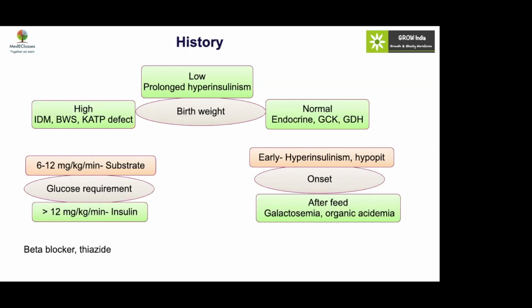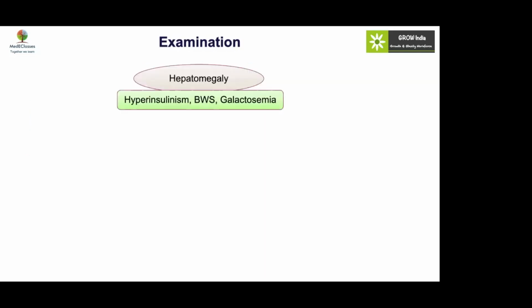Now, look for history of maternal intake of beta blockers or thiazides, Rh incompatibility, asphyxia, or UAC insertion. Then look for hepatomegaly. This will suggest hyperinsulinism. Remember, GSD does not present in the first month of life. So if you have hepatomegaly, it is more likely to be hyperinsulinism, Beckwith-Wiedemann, or galactosemia.